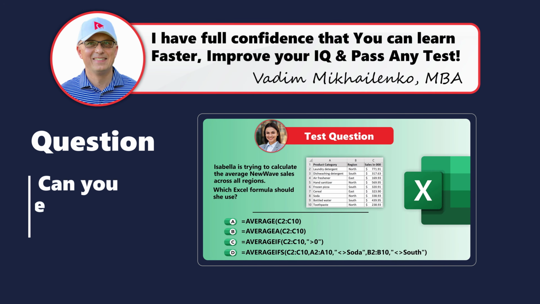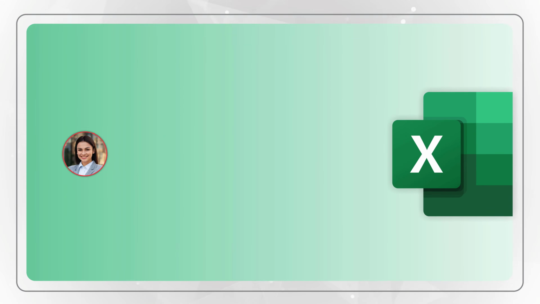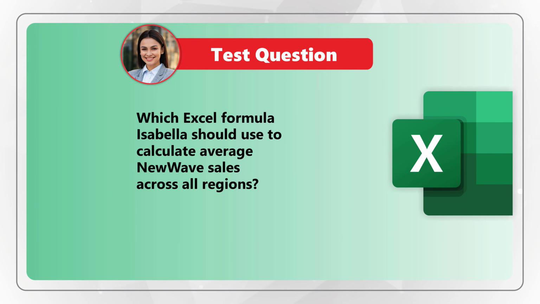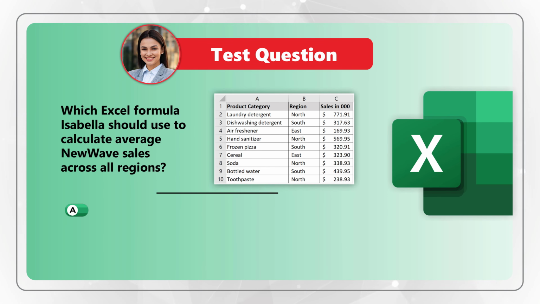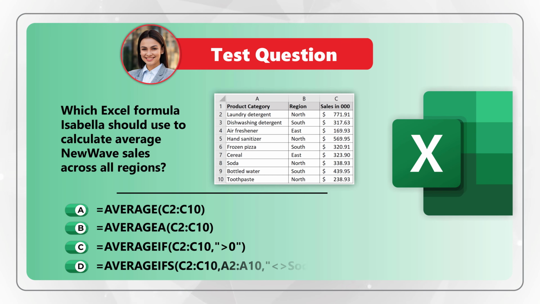Here's the practice question for you to test your knowledge on your own. Which Excel formula should Isabella use to calculate average New Wave sales across all regions? You're presented with the data set that contains product category, region, and sales in thousands, and 4 possible choices. Choices A, B, C, and D. Take a close look, make sure you understand the question, and once ready, please post your answer and solution in comments so I can give you my feedback. Thanks for participating and good luck solving the challenge.